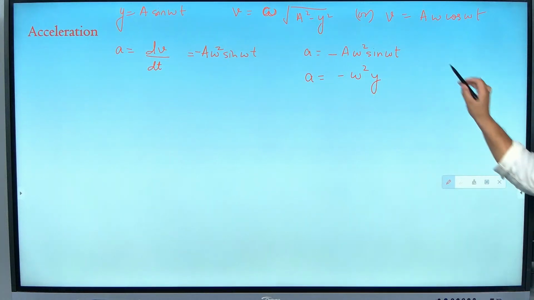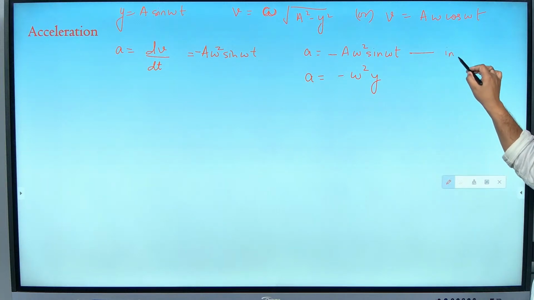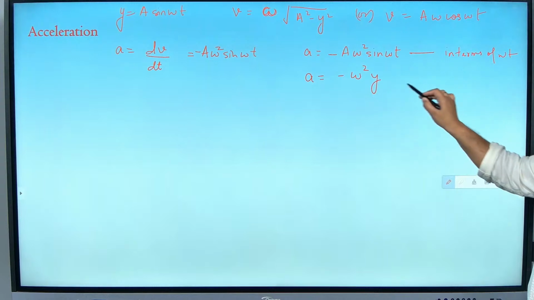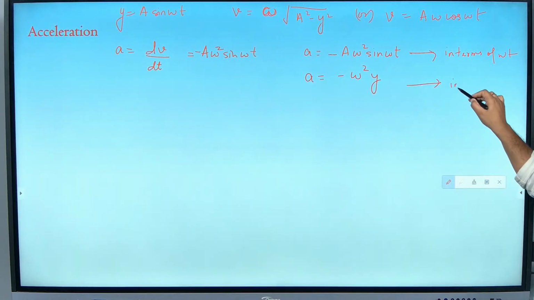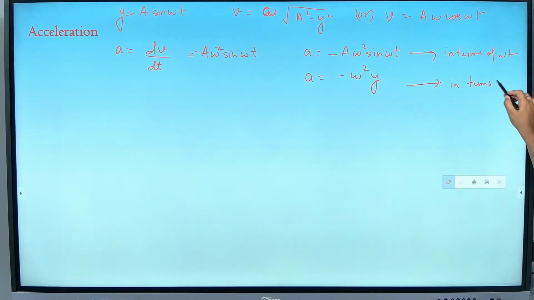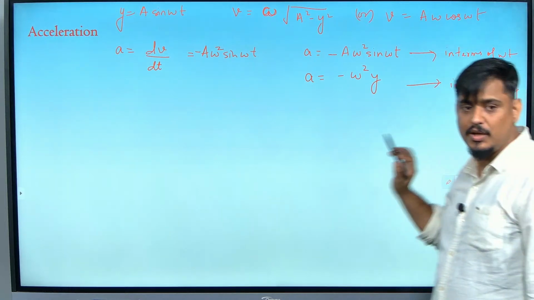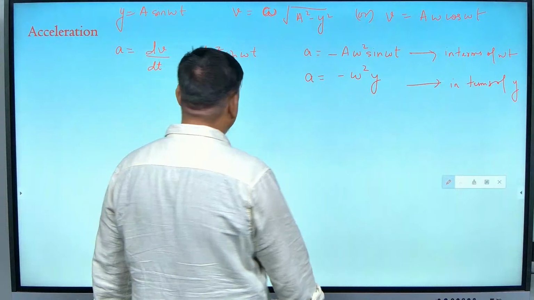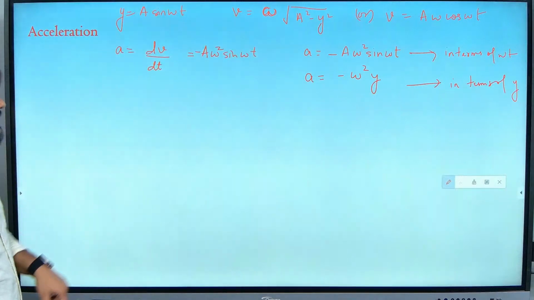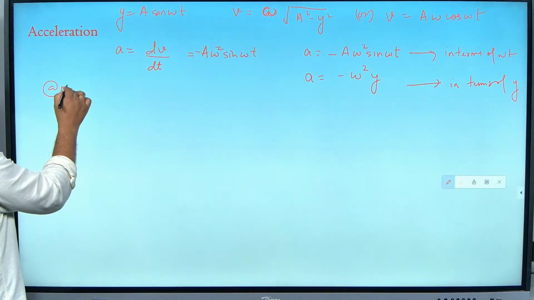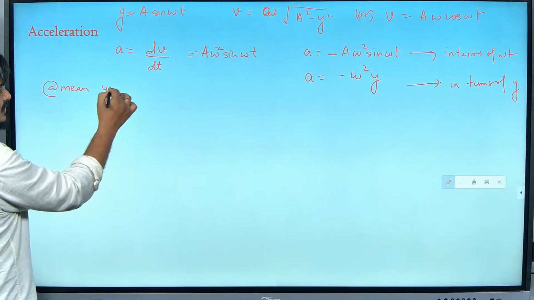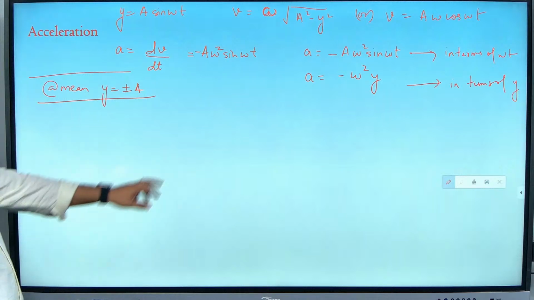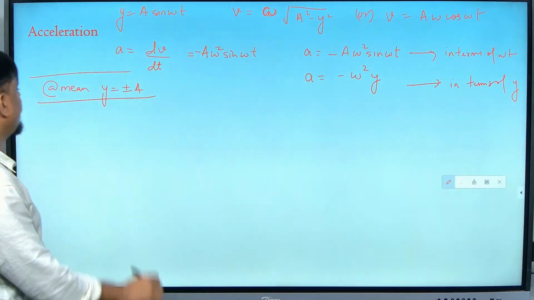Yes. This is the equation in terms of omega t. And this is the equation in terms of y. In terms of y. Understood? Once again, please pay attention. If I want to write what is at extreme and what is at mean, what is at the extreme position? Y is equal to plus or minus a, isn't it? So at plus or minus a, if I put the value here, a will become what?